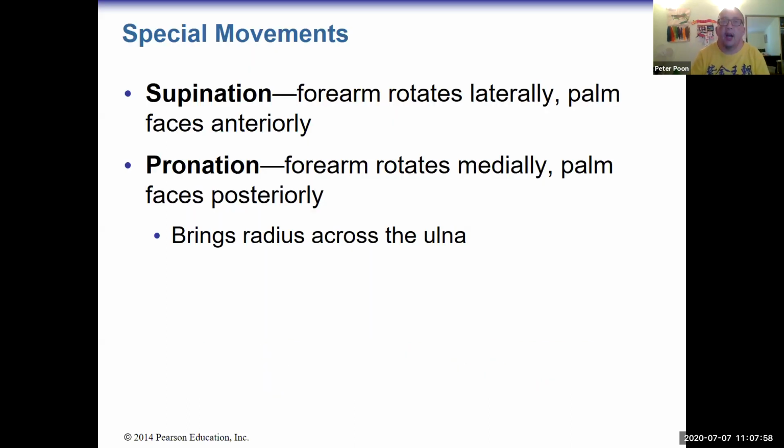Supination. When you're in the anatomical position, you are naturally supinated. The forearm rotates laterally, palm rotates anteriorly. Pronation is the opposite. So this is pronation. When you're in this position, my radius and ulna form an X. When I'm supinated, my radius and ulna are parallel to each other. The easy way to remember supination: if you're holding soup, your forearms are supinated.